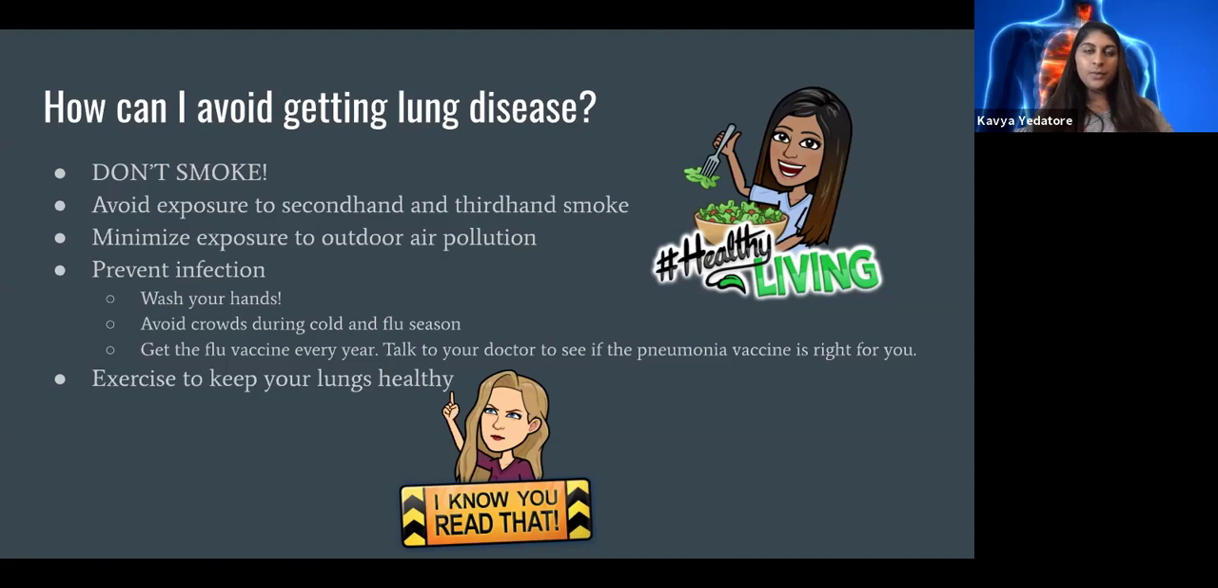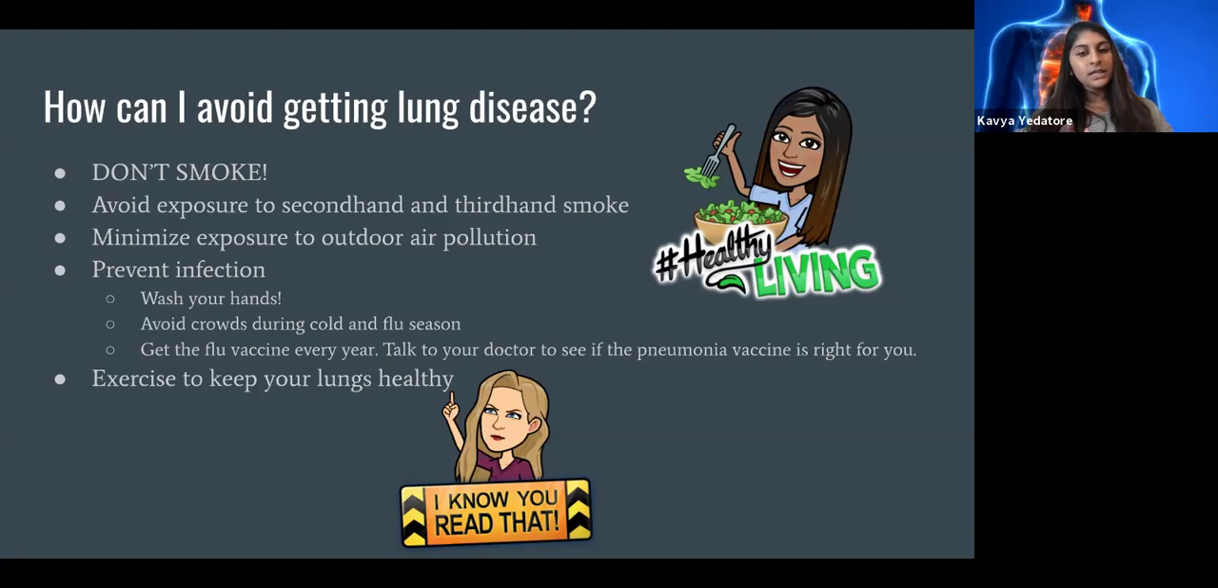I mean, now we're all wearing masks all the time for city and state orders, but that's also helping us decrease our exposure to air pollution. We're preventing infection by washing our hands, avoiding crowds during cold and flu season, and getting the flu vaccine every year to avoid complications of the flu, or an even worse case of the flu.